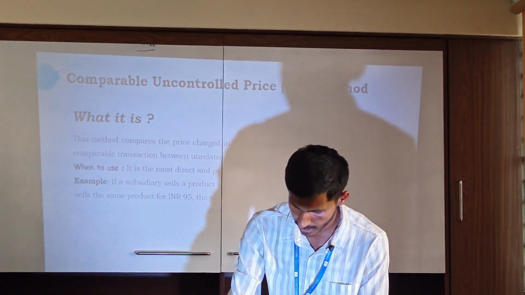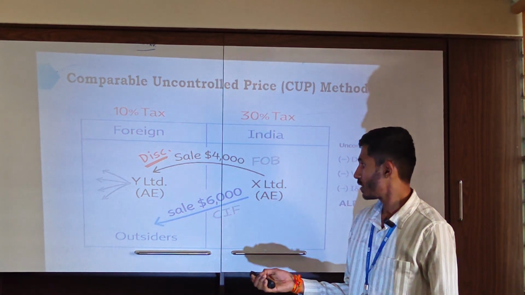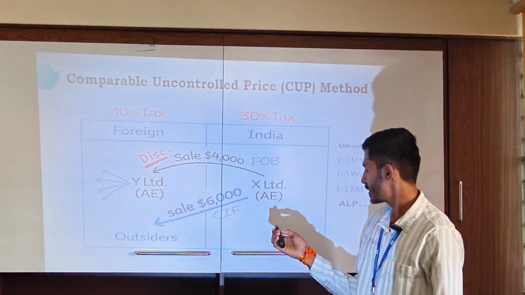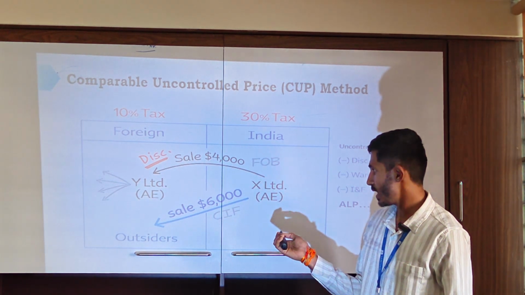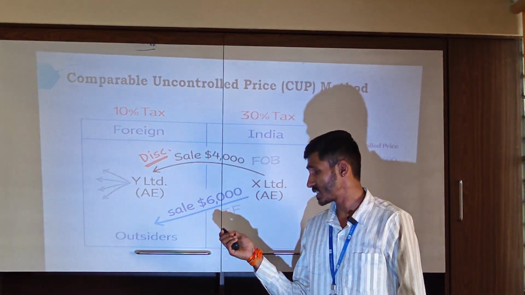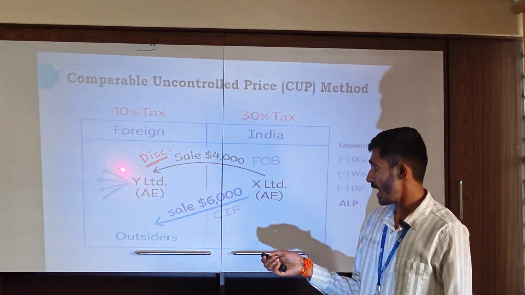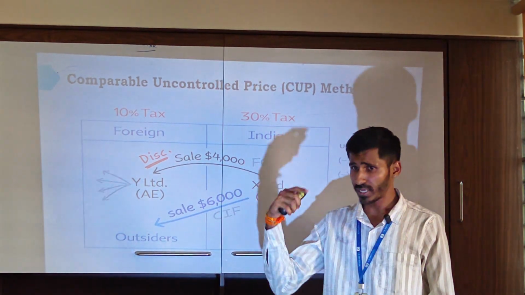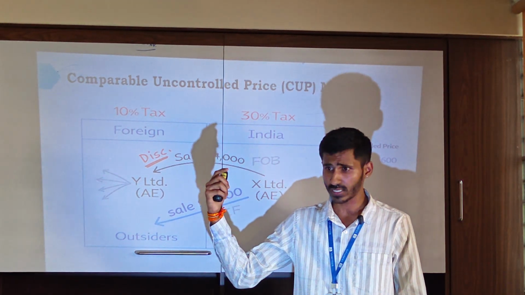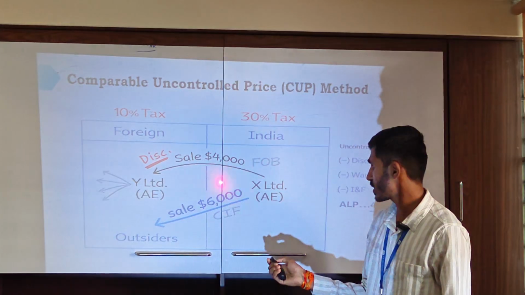So let's understand this by example. X Limited and Y Limited. X Limited is an enterprise registered in India. Y Limited is an entity registered or incorporated outside India. And these both are associated enterprises by the conditions discussed previously.